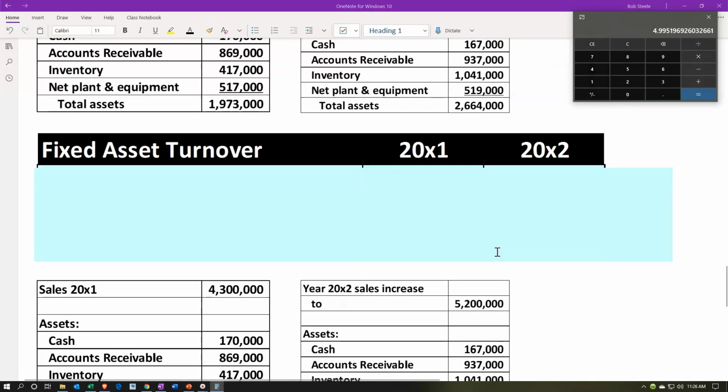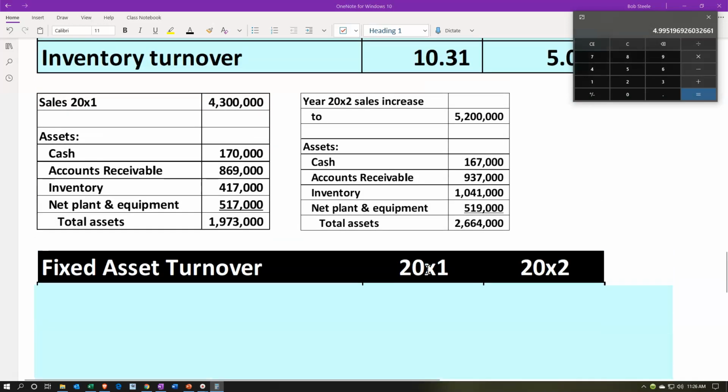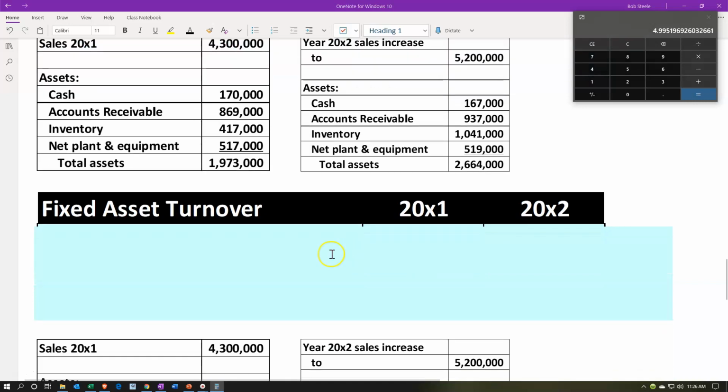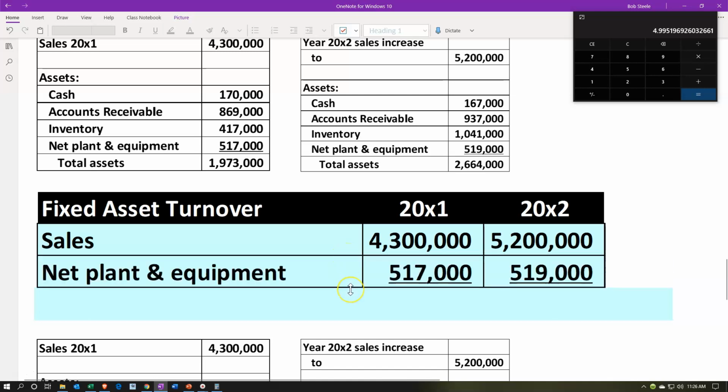So then we have the fixed assets turnover. So how efficiently are we using the fixed assets? Other names for fixed assets: depreciable assets, property, plant, and equipment. These are things like buildings, equipment, that kind of thing. So we're going to be comparing, once again, the sales income statement number, top line of the income statement, to net plant and equipment, or depreciable assets, or fixed assets.